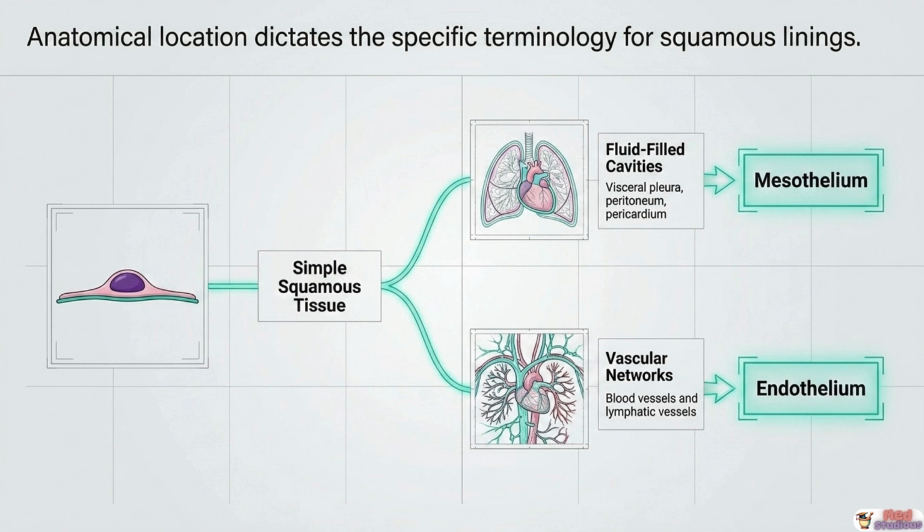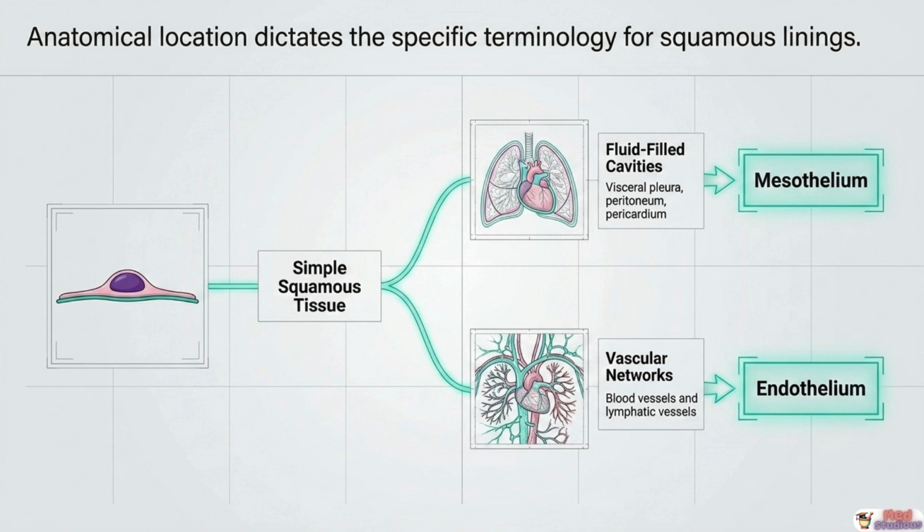When simple squamous cells line the interior of blood vessels and lymphatic vessels, the tissue is called endothelium. Every single blood vessel in your body, arteries, veins, and capillaries, is lined by a single layer of endothelial cells. These are not passive pipes. They are metabolically active gatekeepers that regulate vascular tone, control the passage of white blood cells into tissues, prevent inappropriate blood clotting, and respond dynamically to local chemical signals. Endothelial dysfunction is a key early event in atherosclerosis, the disease process underlying most heart attacks and strokes.